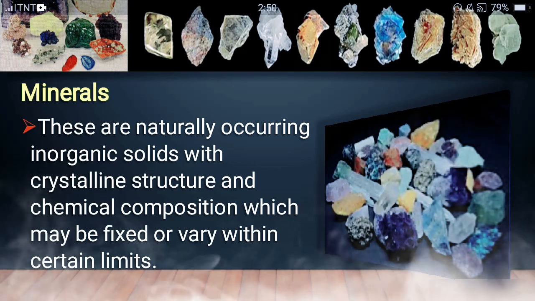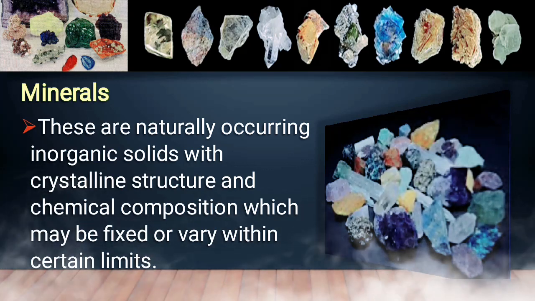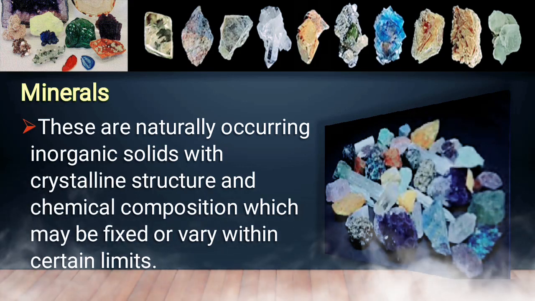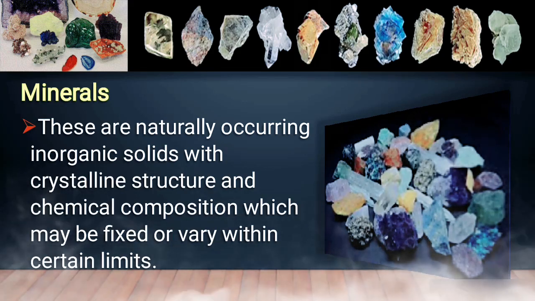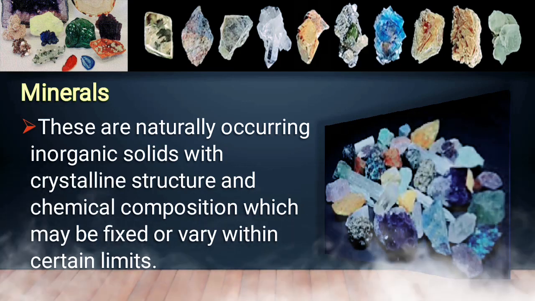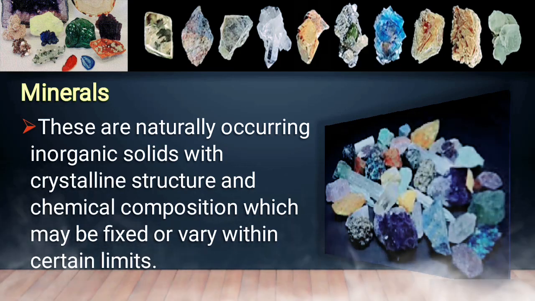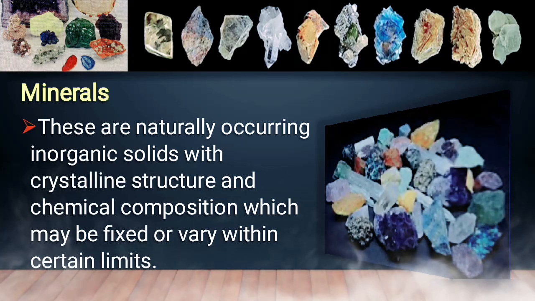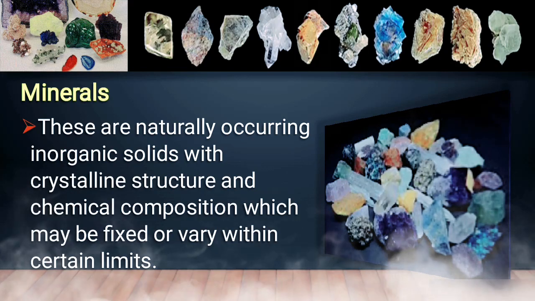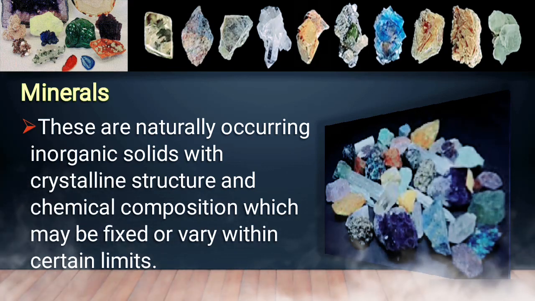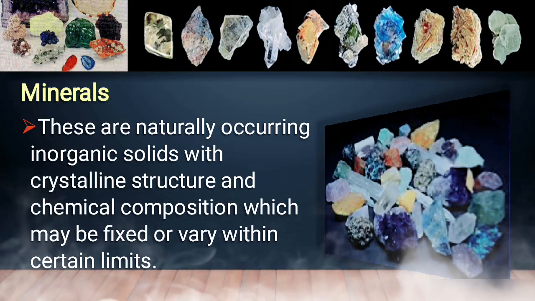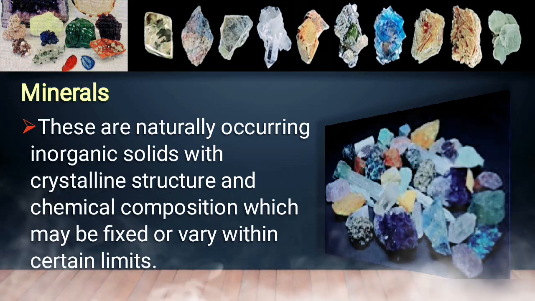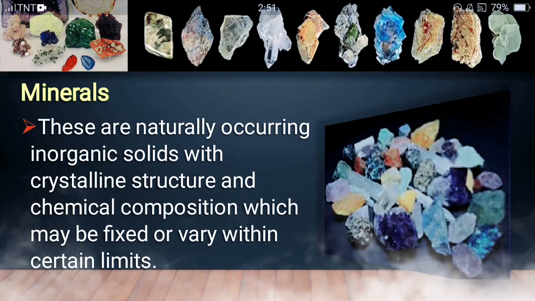What are minerals? These are naturally occurring inorganic solids with crystalline structure and chemical composition which may be fixed or vary within certain limits. Although thousands of minerals in the earth have been identified, just 10 minerals make up most of the volume of the earth's crust, namely quartz, plagioclase, orthoclase, amphibole, pyroxene, olivine, calcite, biotite, garnet, and clay.